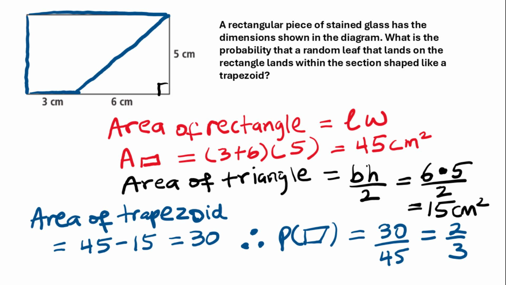First, we calculate the area of the rectangle, which is 45 square centimeters. Then, we find the area of the triangle, which is 15 square centimeters. Subtracting these gives us the trapezoid's area of 30 square centimeters, leading to a probability of 2/3.